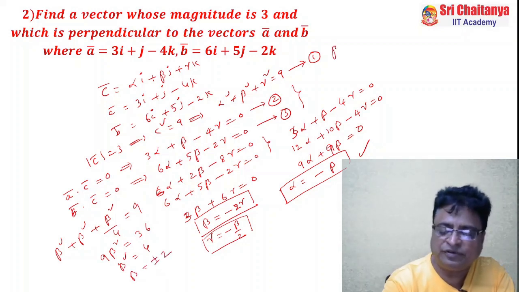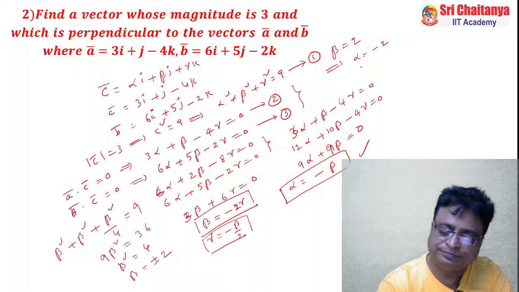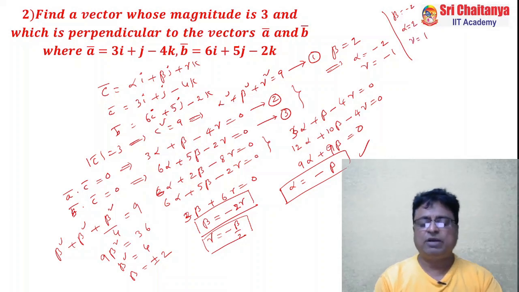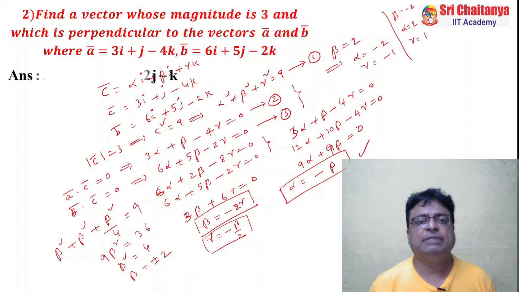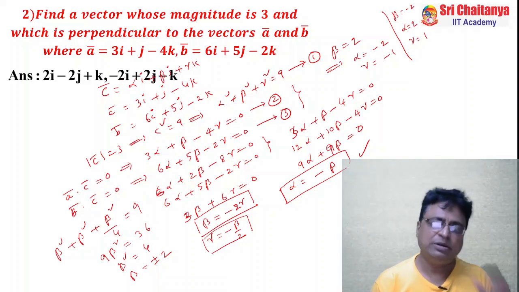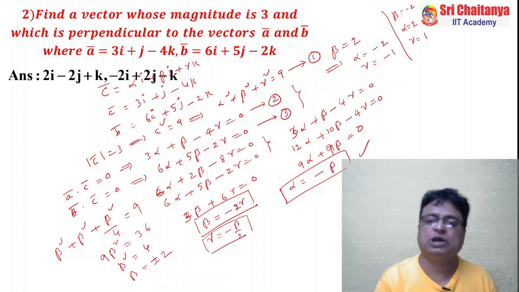So if beta is equal to 2, that implies alpha equal to minus 2, gamma equal to minus 1. And if beta is equal to minus 2, alpha equal to 2, and gamma equal to 1. So I got 2 vectors and my answers would be like this: 2i minus 2j plus k, and minus 2i plus 2j minus k. This is the way to solve this problem.